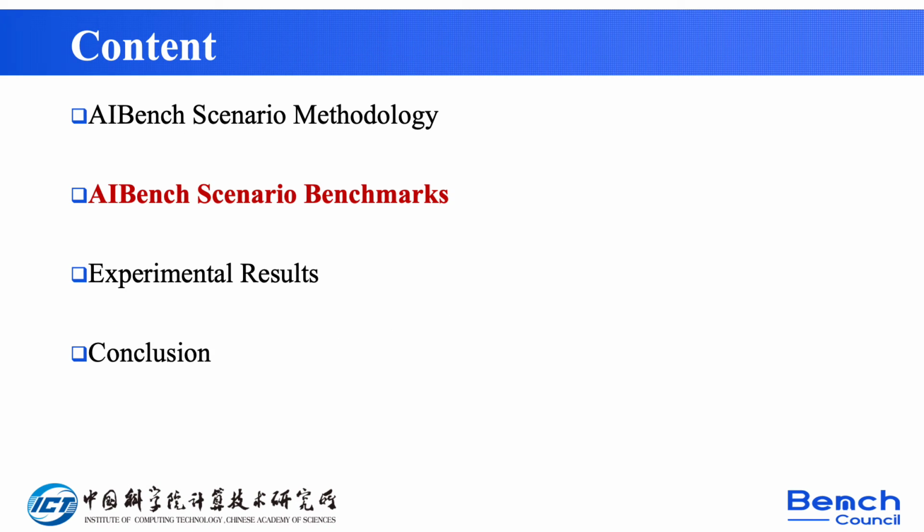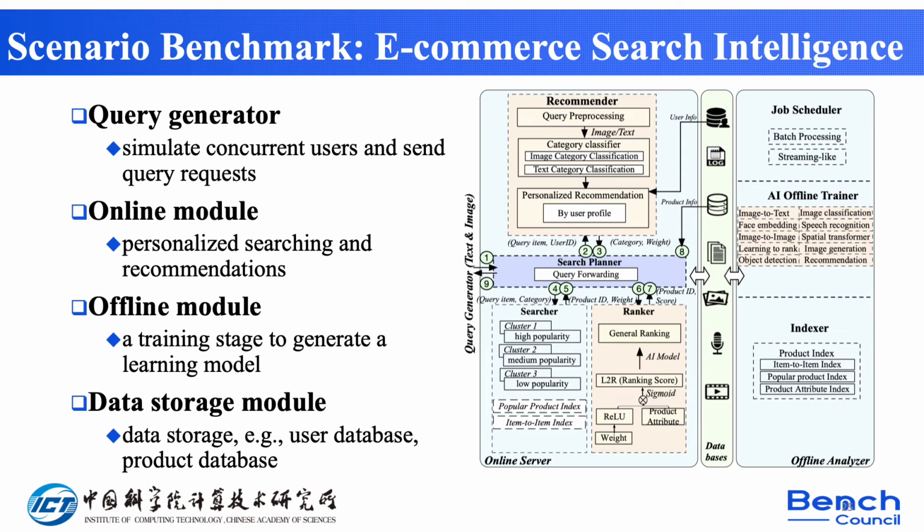Based on the reusing framework, we provide 2 scenario benchmarks, including the whole process of e-commerce search intelligence and online translation intelligence. They include query generators, online service, offline training, and data input modules. In e-commerce search intelligence, the query generator simulates concurrent users and sends query requests. The online module is responsible for personalized searching and recommendations, and the offline module is the training stage to generate a learning model, and the data storage module stores data.